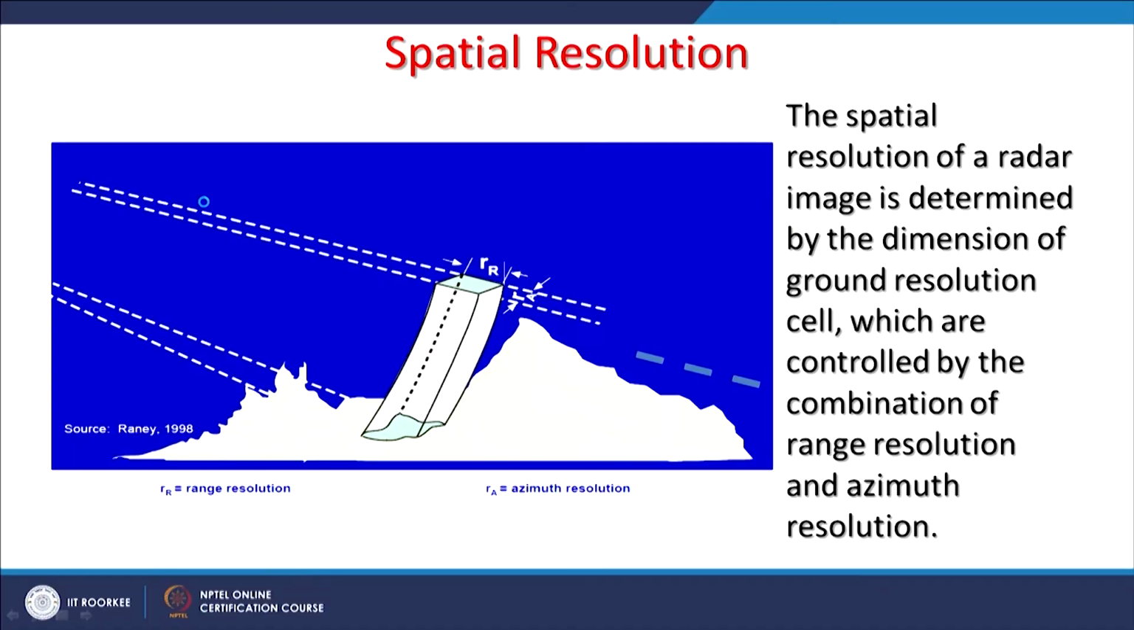Now, how is spatial resolution decided? Spatial resolution in radar images is determined by the dimension of the ground resolution, or the ground area which is covered, which is controlled by the combination of range resolution and azimuth resolution. Here we are seeing this is the range resolution, and here we have azimuth resolution also.